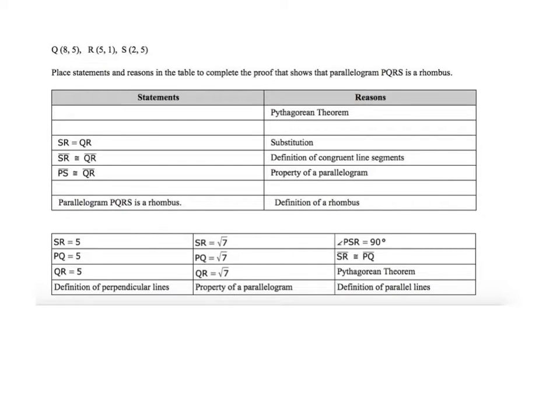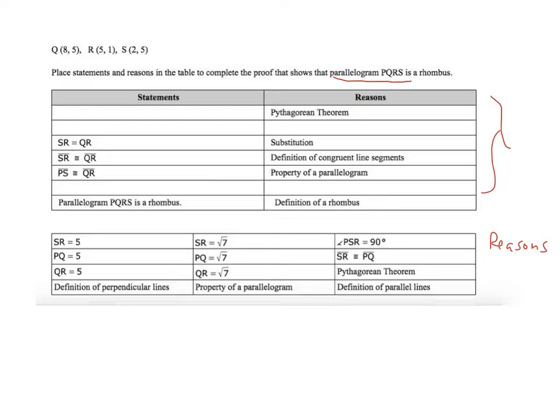So the problem says, place the statements and reasons in the table to complete the proof that shows parallelogram PQRS is a rhombus. So we know it's a parallelogram. We want to show it's a rhombus. This is the body of our proof, and these are the possible reasons. On the test, you would select one and drag and drop it into the correct box to show that's the answer you want to pick. So you'll complete the proof on the table up here.